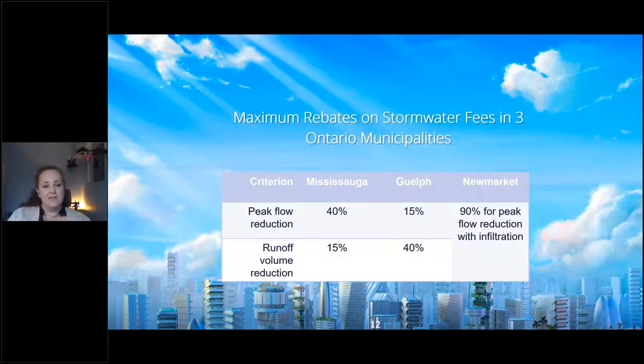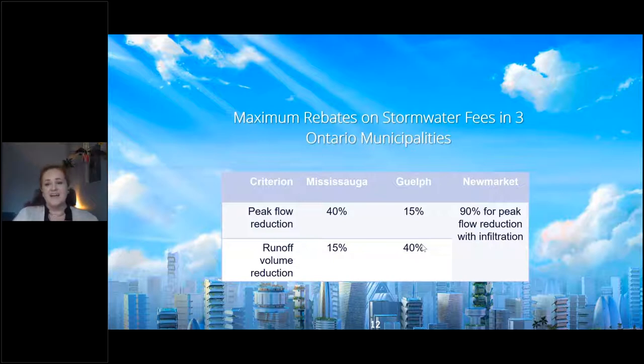And they offer rebates on an ongoing annual basis according to different targets. And you can see that their priorities are quite different. In Mississauga, they're much more focused on peak flow reduction. And in Guelph, they're much more interested in the volume reduction, total volume reduction.